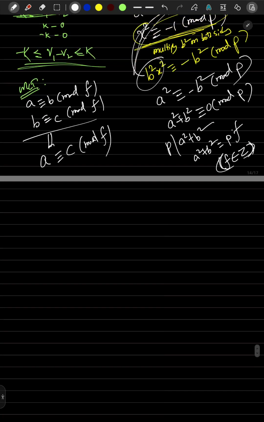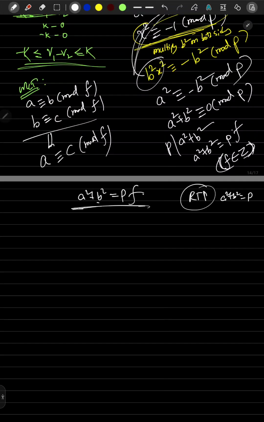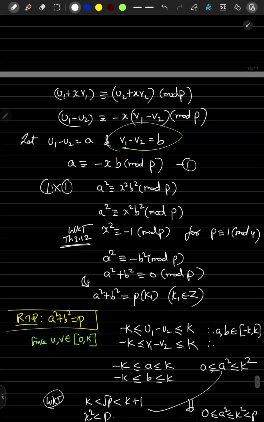So now what do we want to prove? a square plus b square equals pf. I want to prove that f must be exactly equal to 1, so that it is exactly p, but not p into some number. Now how will you prove it? RTP, required to prove, that a square plus b square equals exactly p. So now what will you use?